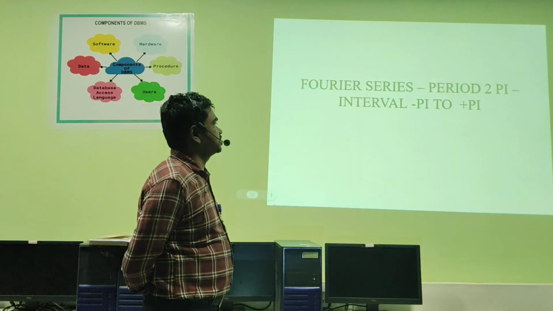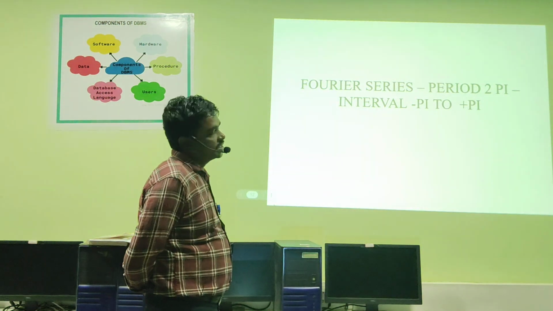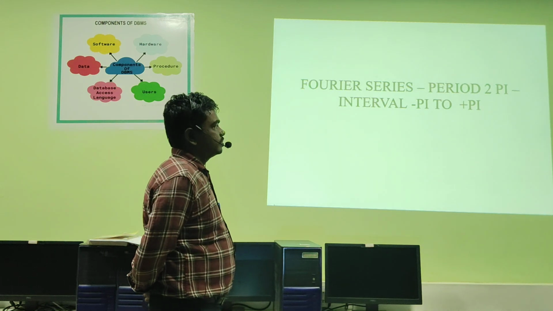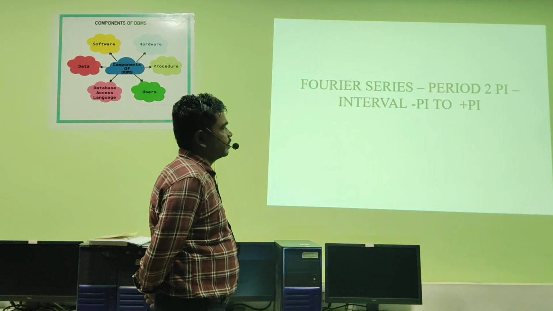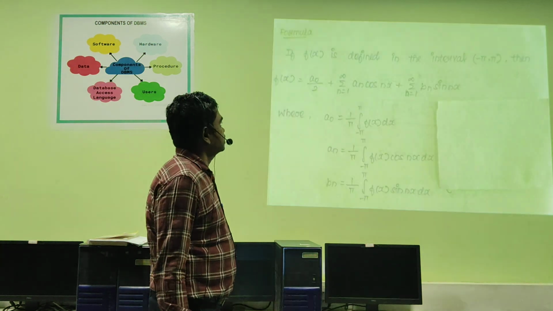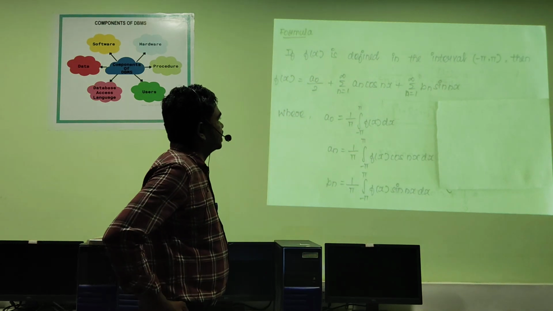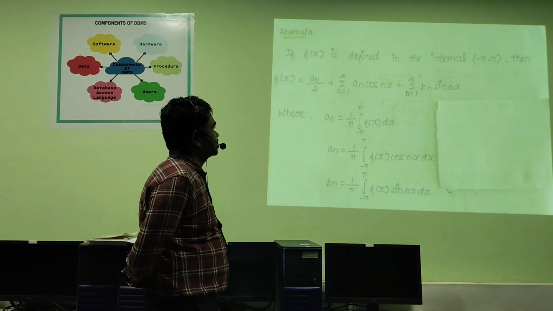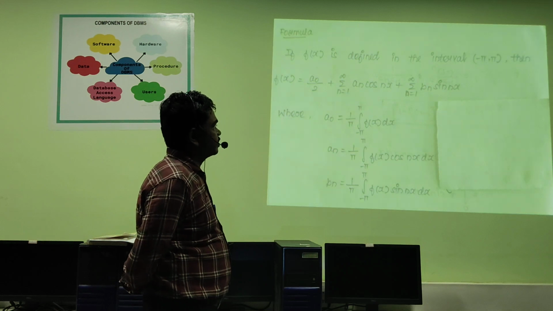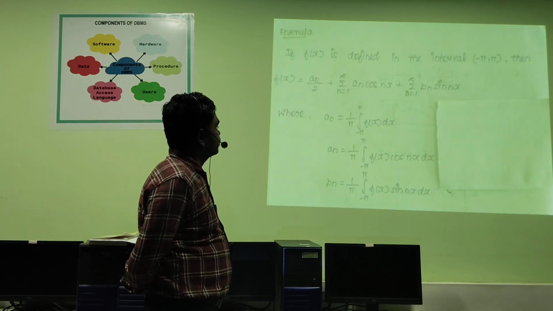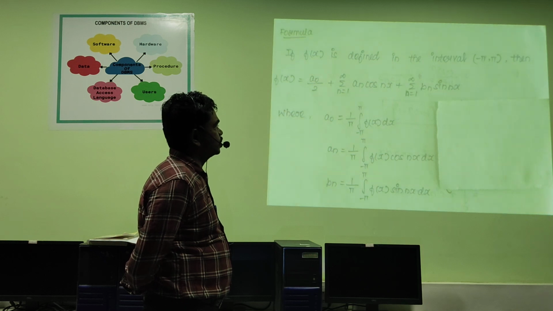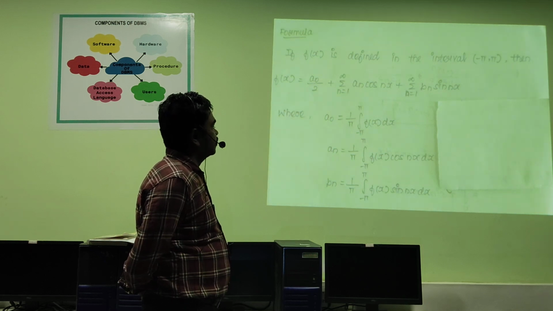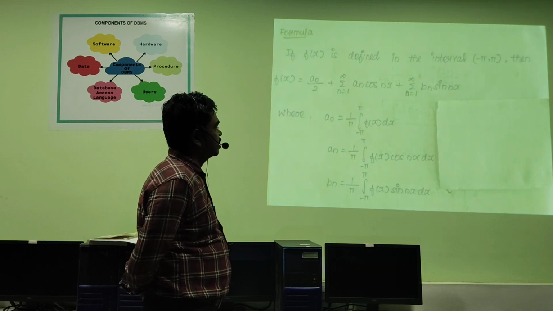We will now see the Fourier series with the same period 2 pi, but the interval is minus pi to pi. Before, the interval was 0 to 2 pi. Now we see the interval minus pi to pi. So the formula for minus pi comma pi: if f of x is defined in the interval minus pi comma pi, then f of x equal to a0 by 2 plus sigma n equal to 1 to infinity an cos nx plus sigma n equal to 1 to infinity bn sin nx, where the Fourier coefficients are a0, an and bn.